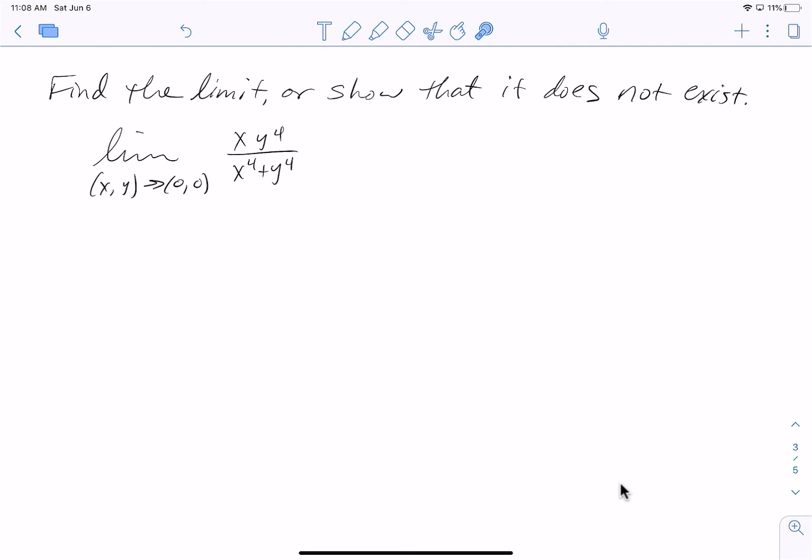Here we're going to examine the limit as (x,y) approaches (0,0) of xy^4 divided by x^4 plus y^4. Direct substitution will yield 0 over 0, so we're going to skip past that. We're going to consider the limit along the line y equals x. I say we, but I'd like for you to go ahead and pause the video, and it should be a quick computation, but go ahead and find this limit, please.